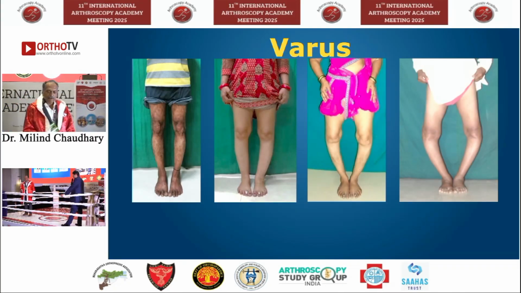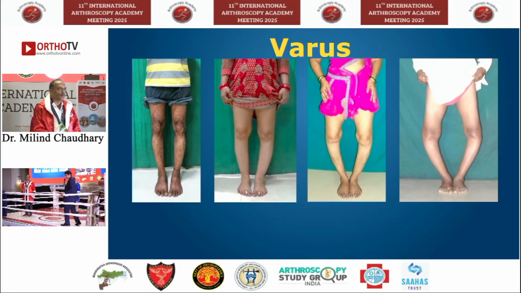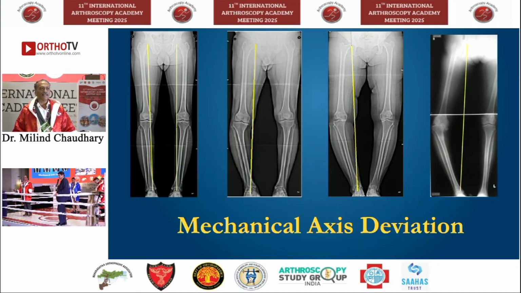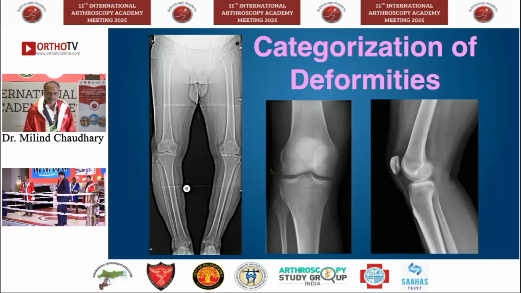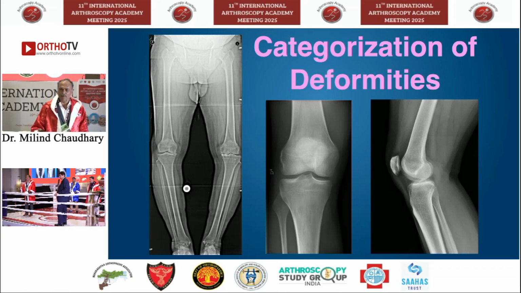Yeah. We have various grades of varus, yes? From small, medium, large to grotesque varus, with the mechanical axis deviation being small, moderate, major, and very severe and grotesque. What we need to do is to categorize deformities. We are not just scopy surgeons and plastic surgeons, we are deformity surgeons too.